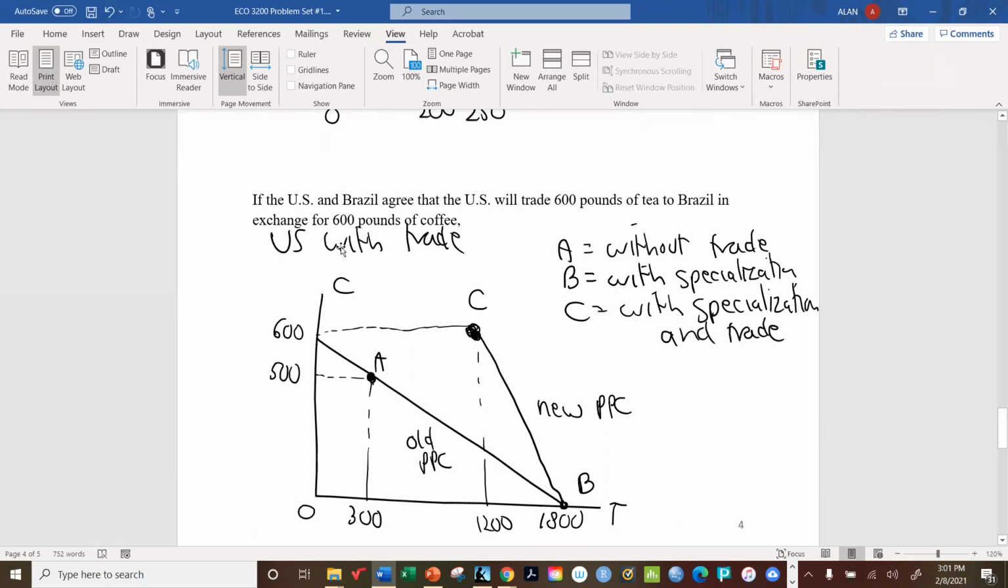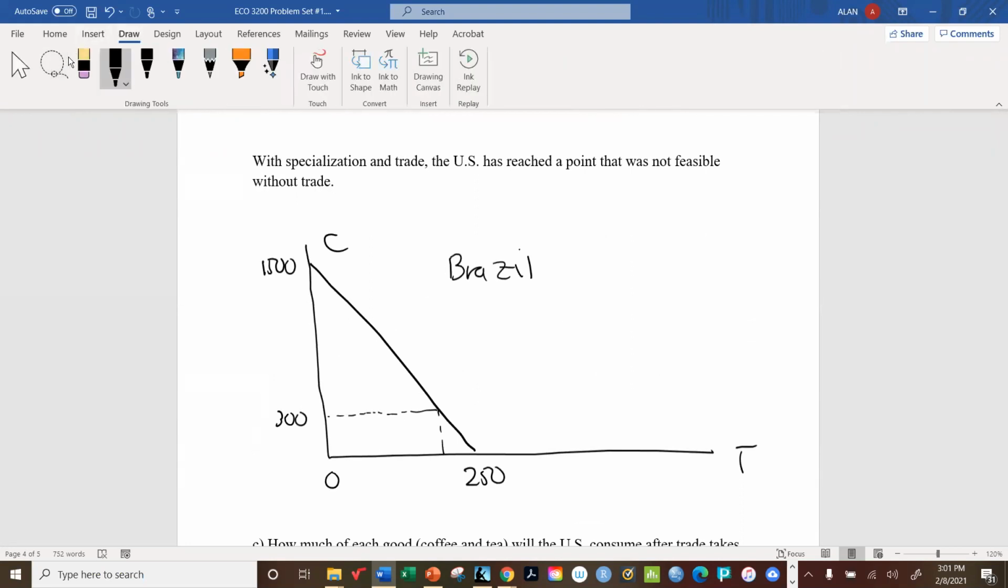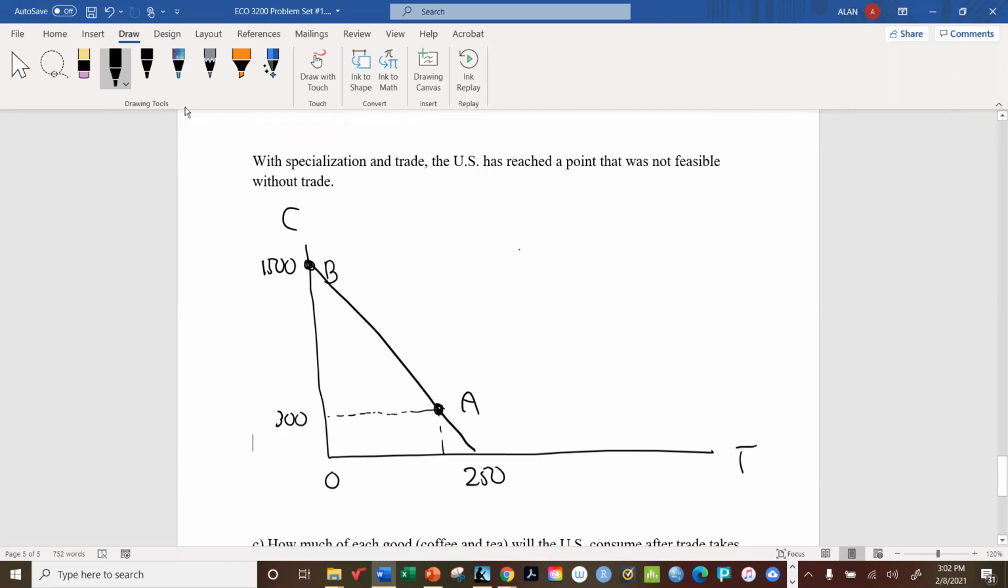Now, as far as Brazil is concerned, let's see what their curves look like. Now, remember, they're trading 600 coffees for 600 teas. So we go from here, let's call this A. This is where we started out. This is B with specialization. And now, by trading away 600 of these coffees, they end up with about 900, but they also wind up with 600 teas. So let's say that's about here.